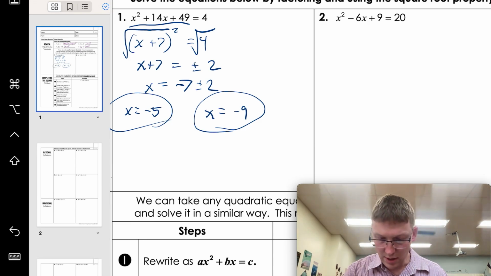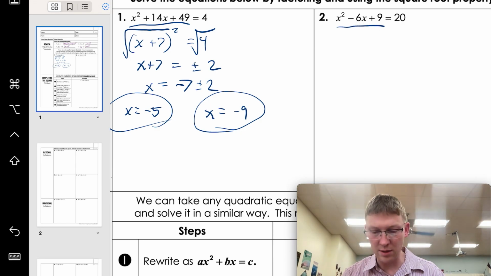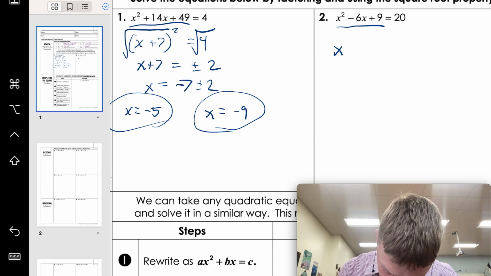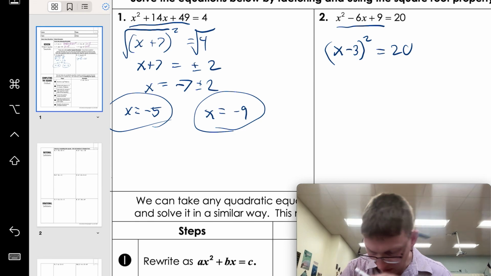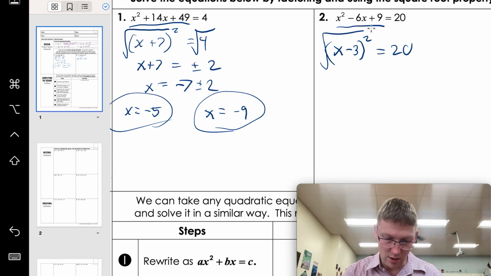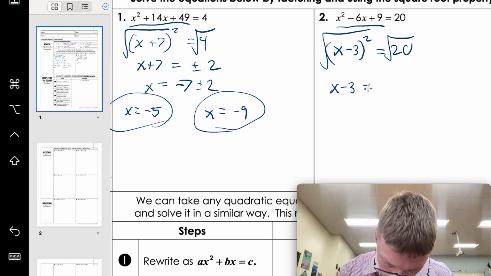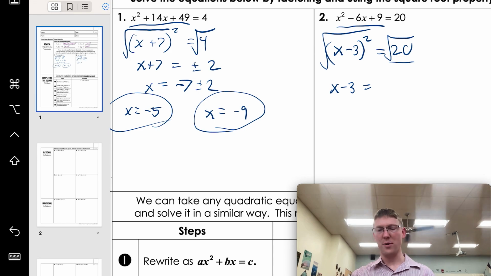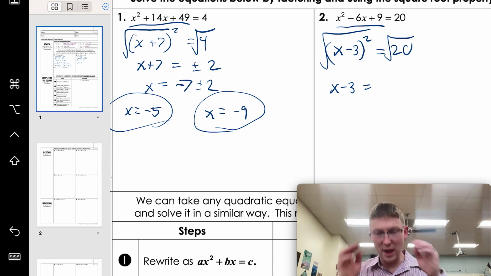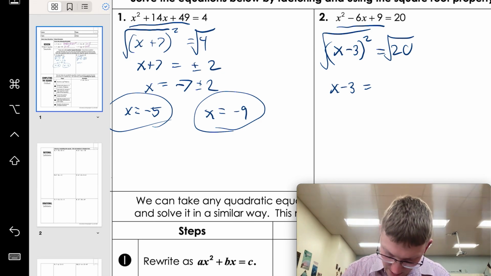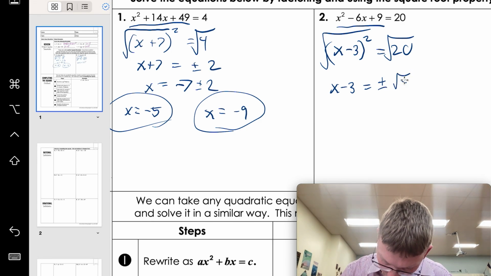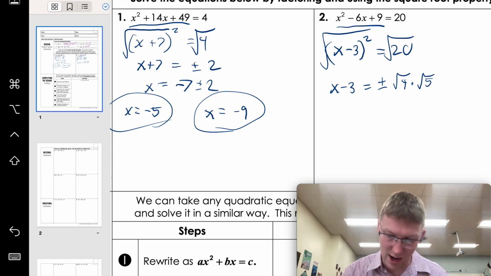For number 2, again, we've got a perfect square trinomial on the left, so we can factor that: x minus 3 quantity squared equals 20. Again, we can square root both sides. Now we have x minus 3, and 20 is not a perfect square, so we're going to have to play with that one a little bit. I know that 4 is a perfect square, so we can pull 4 out of that. So x minus 3 is equal to plus or minus square root of 4 times square root of 5.